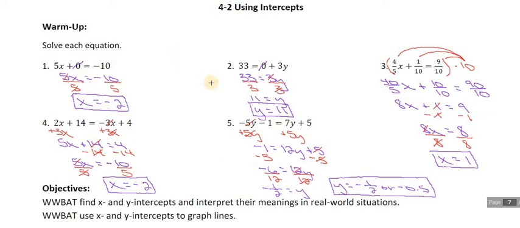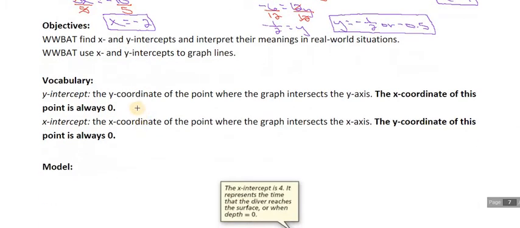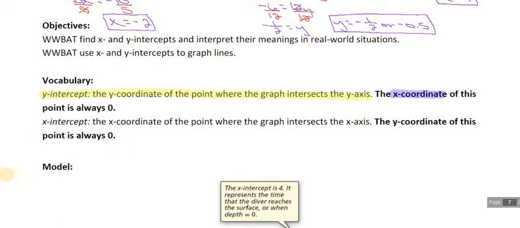Okay, so the main ideas for today's lesson: we will be able to use x and y intercepts and interpret their meanings in real-world situations, and to use x and y intercepts to graph lines. So what is an x and y intercept? Well, the y-intercept is the y-coordinate of where the graph literally crosses and hits the y-axis, the vertical axis. Now, the cool thing about this is everywhere on the y-axis, the x is always 0.